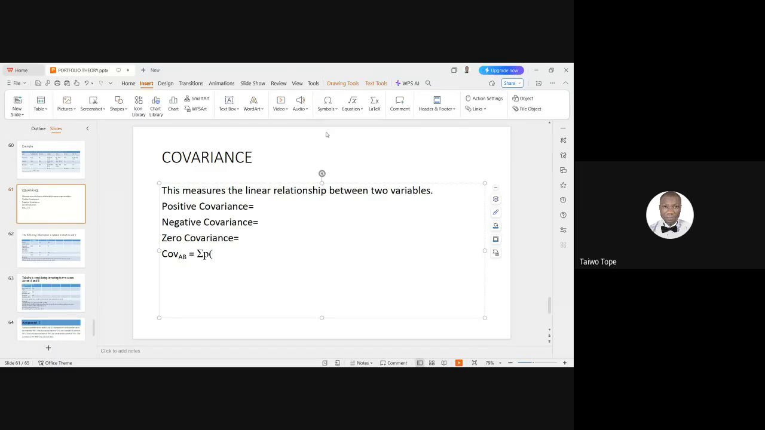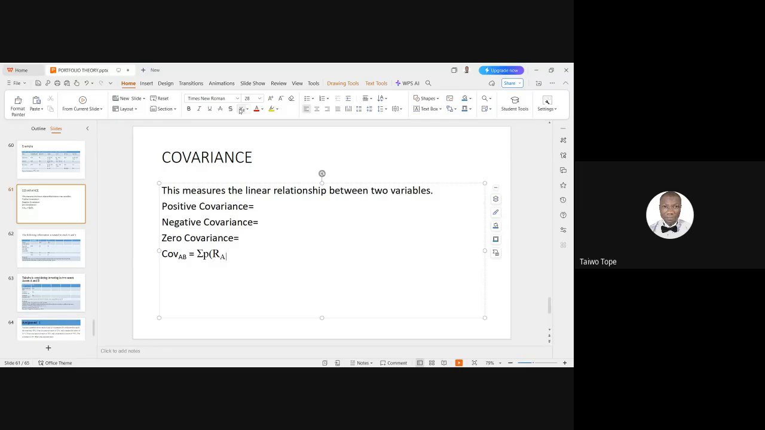Please, as I'm saying it, be writing it. I want you to understand it. Into the bracket of return on asset A. The A, you can make it a subscript in this form. Return on asset A.